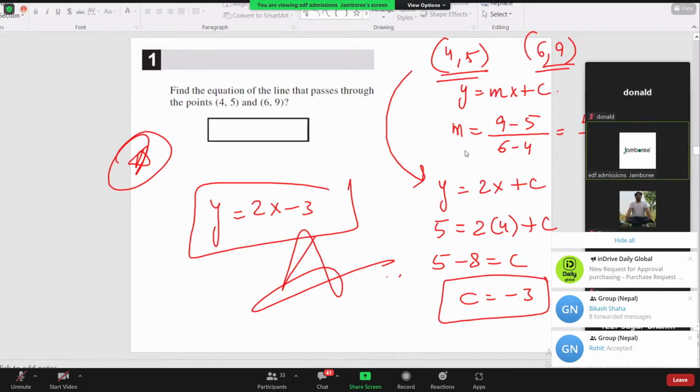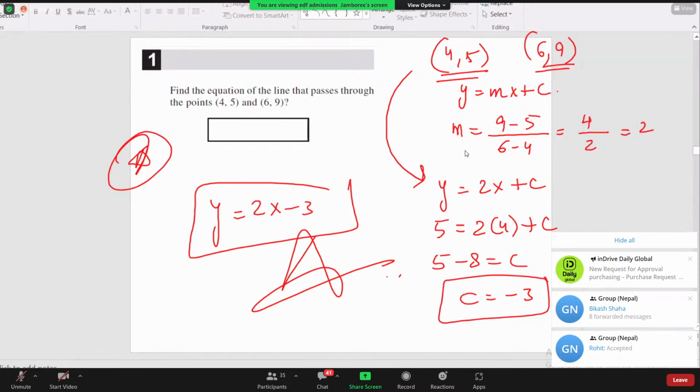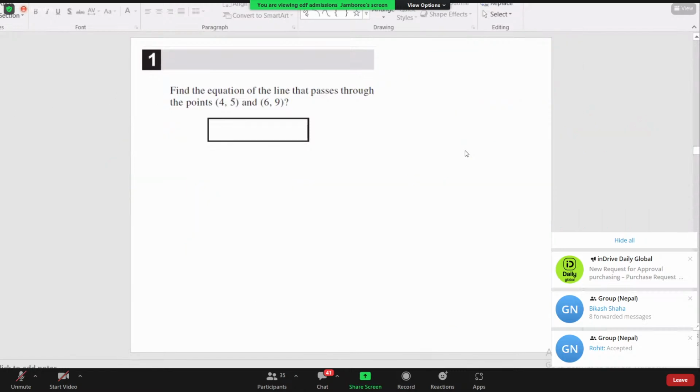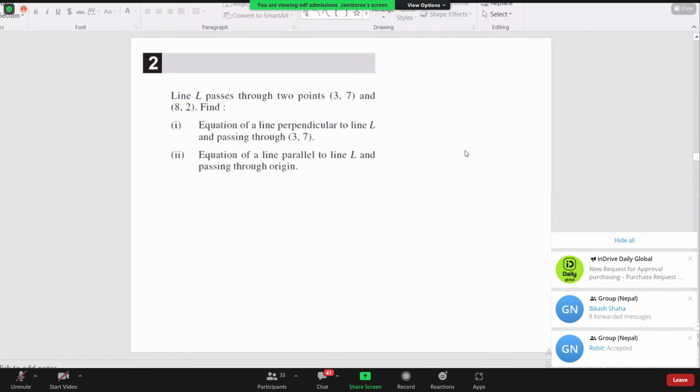Okay, then moving on. Yes, please try out this question. So there are two parts to it. You need to solve both the parts.